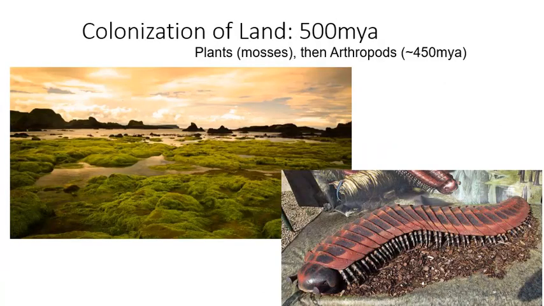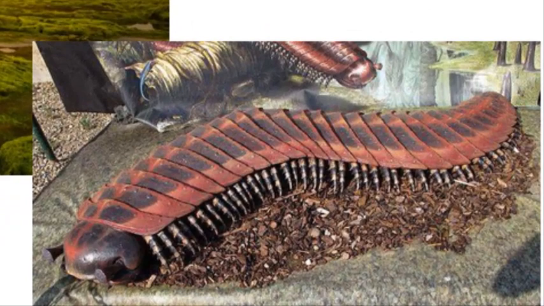Around the time that our animal ancestors were diversifying in the oceans, the first plants moved up onto land. These were mosses. Arthropods followed a mere 50 million years after. The earliest land animals were ancestral relatives of the millipedes. What would be the benefit for these animals of moving up onto land?